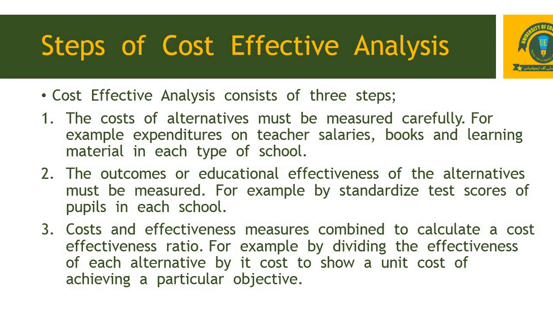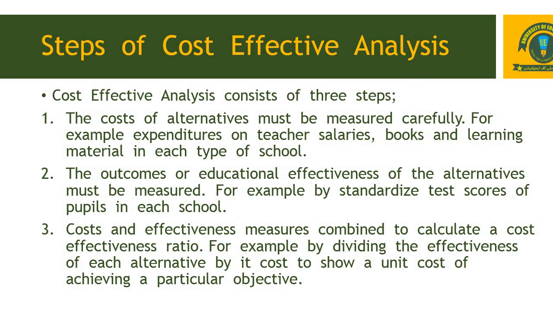Steps of cost effective analysis. How does it run? Cost effective analysis consists of 3 steps. Number 1, the cost of alternatives must be measured carefully. There are so many alternatives, and we can measure all the alternatives carefully. For example, expenditures on teacher salaries, books and learning materials in each type of school, etc. There can be so many alternatives in the context of education.